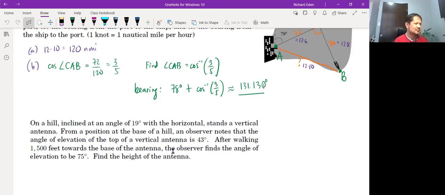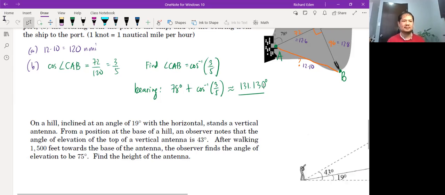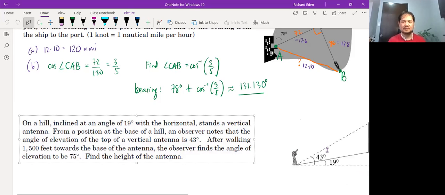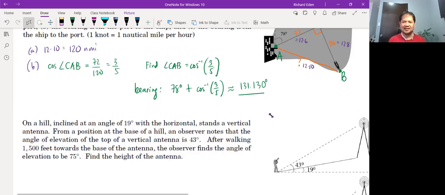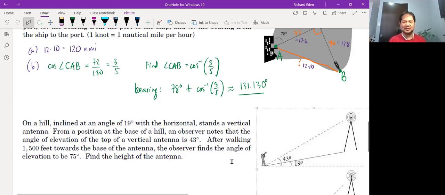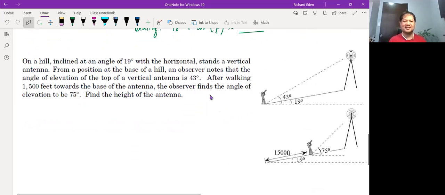Inclined at an angle of 19 degrees. Always draw a figure. Inclined at an angle. What? The figure exists already. Nice. Yeah, I drew it for you. You're welcome. I drew it for you just now. Excellent. It was sudden, but everything is drawn neatly. I struggled, you know. You're not appreciating. So on a hill, inclined at an angle of 19 degrees with the horizontal, stands a vertical antenna.